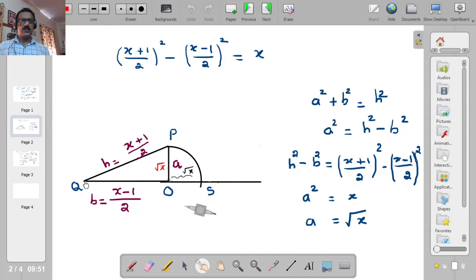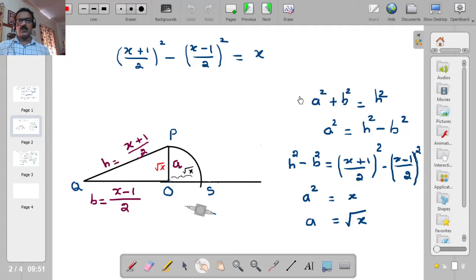See, QOP is a right angled triangle. b is the base, and we are given an x. We have constructed the right angle triangle in such a way that its base length is (x minus 1)/2 and its hypotenuse has length (x plus 1)/2. h is the hypotenuse, a is the altitude. So this is a right angle triangle, and we can apply the Pythagoras theorem.